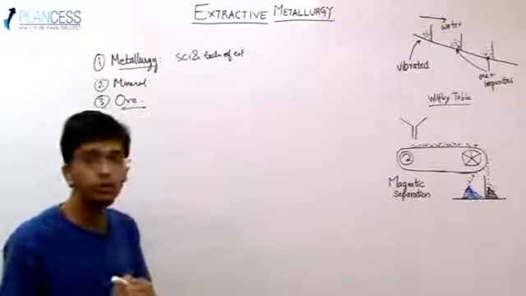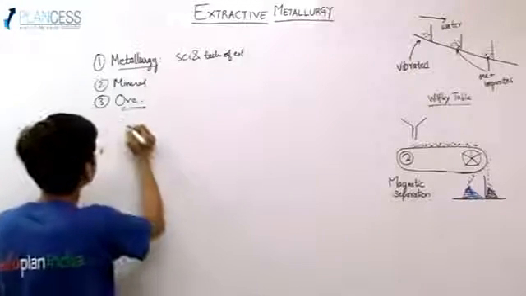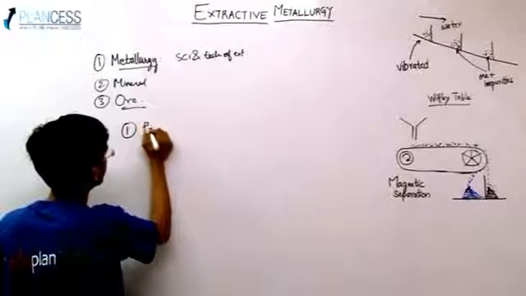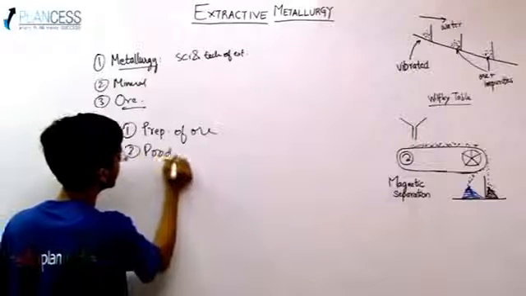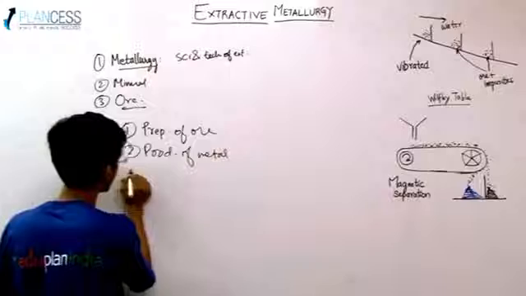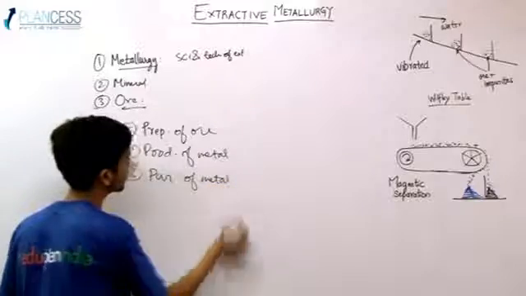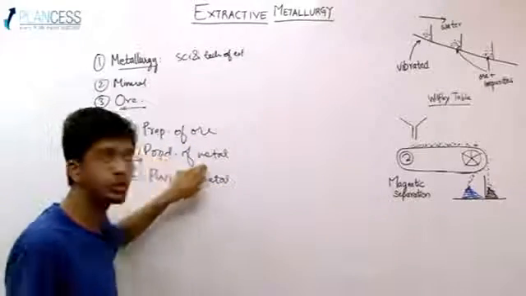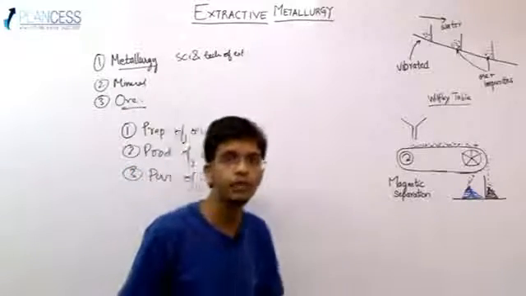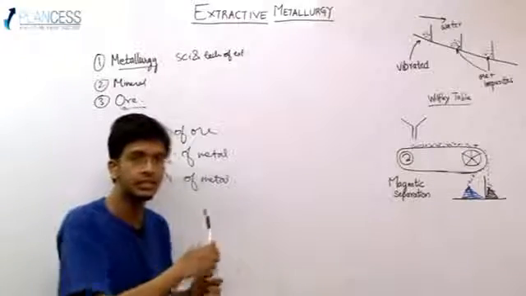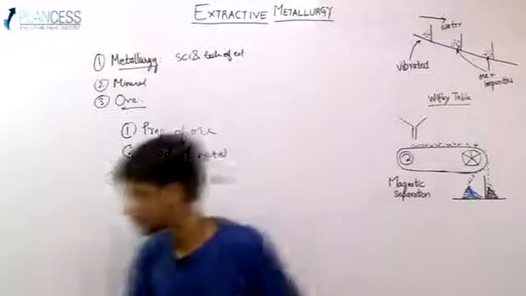The extraction of any metal is done in three basic steps. First is preparation of ore, second is production of metal, and third is purification of metal. Preparation of ore is also known as concentration of ore. We are going to learn the extraction of metal in these three basic steps in detail. But before going into that, let us first see how metals occur in nature.